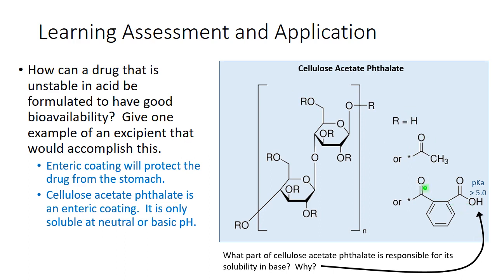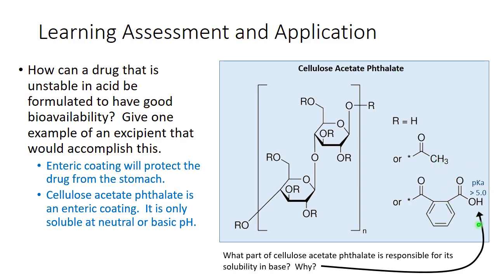And I wanted you to look at these for a second and try to think of, well, if one of these is responsible for this acid resistance to dissolution in acid, which one would it be? And usually it's something that is going to be either deprotonated or protonated, some kind of functional group that could be modified by pH. And of course the only thing that's obvious here to me at least is this carboxylic acid in the phthalate. And because it is phthalate, that means it's going to have an acid group.